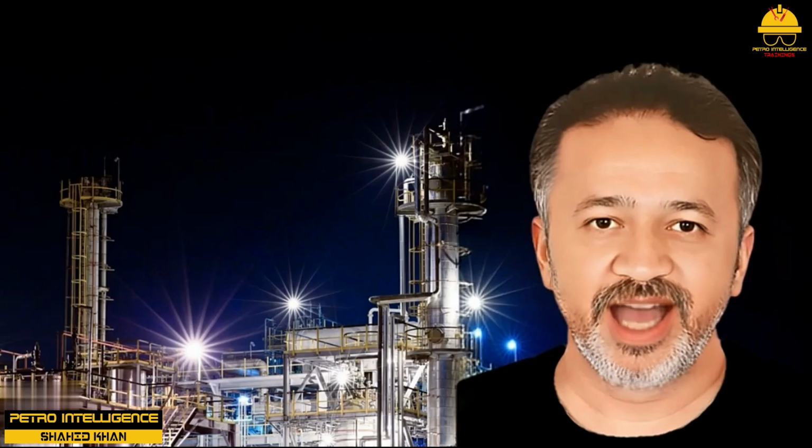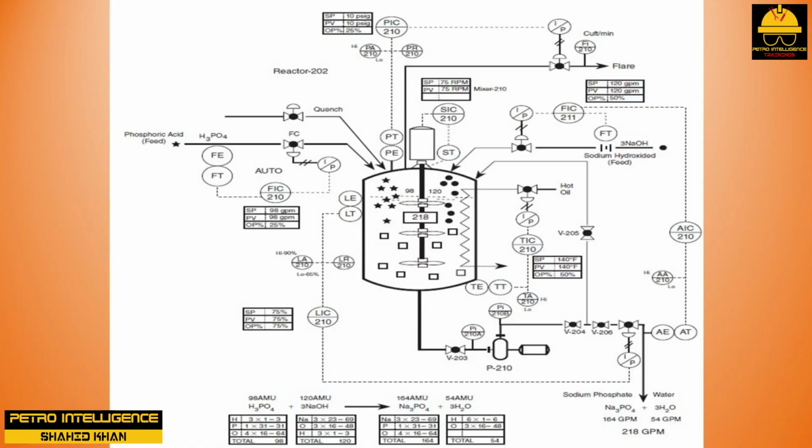Sodium phosphate reaction. A common reaction used as the foundation for the production of sodium phosphate is 98 parts phosphoric acid H3PO4 and 120 parts sodium hydroxide 3NaOH produce 164 parts sodium phosphate Na3PO4 and 54 parts water H2O.